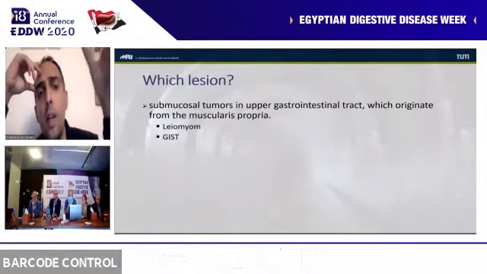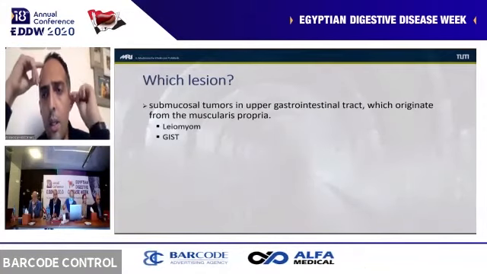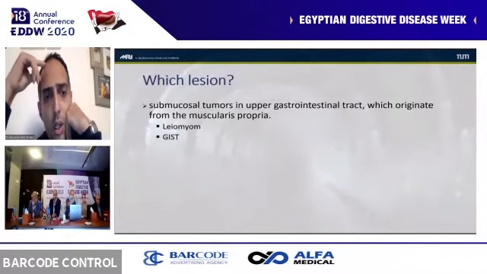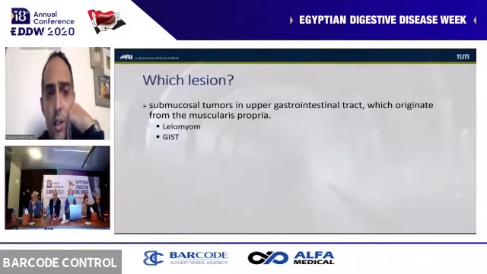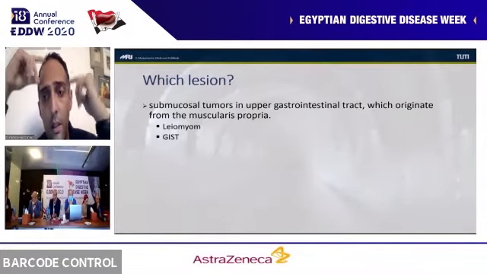Which lesions are suitable for this STIR technique? Usually, as I said, it is the epithelial or submucosal lesions. They are mostly in the esophagus and the stomach. Leiomyoma or GIST. Leiomyoma are more common in the esophagus. GIST is more common in the stomach.